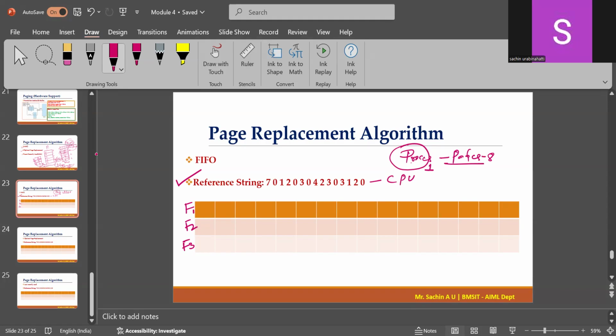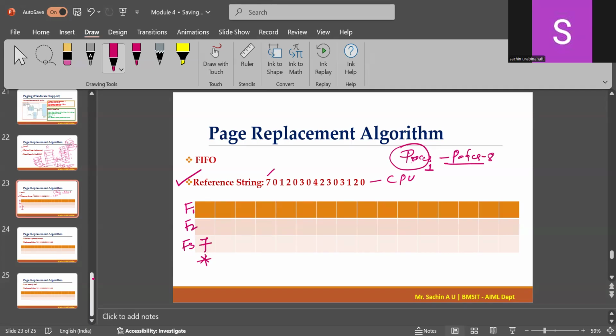What is the first page requested by the CPU? It is 7. Now when 7 is requested, check: is it there in my main memory? No. If the requested page is not in the main memory, we term it a page fault. We will mark that page fault with a star. Whenever there is a page fault, we bring that page from secondary memory to main memory. As all frames are empty, I will bring page number 7 from secondary memory to main memory and store it here.